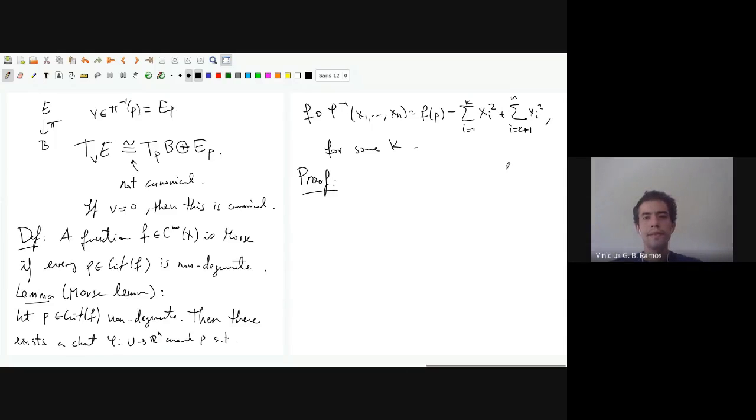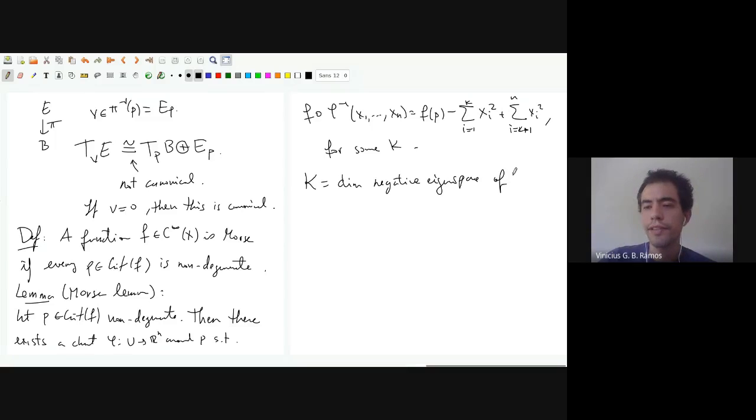But before we prove it, I can already say, because Luciano asked, it's not hard to see that if you can write the function like this, then K is the dimension of the negative eigenspace of the Hessian. If you write your Hessian in these charts, it's going to be -2, -2, and then 2, 2, 2, 2. And the dimension of the negative eigenspace is the number of -2 entries.